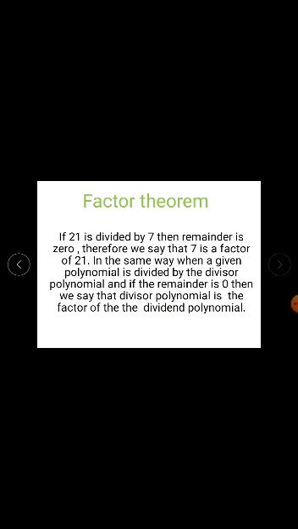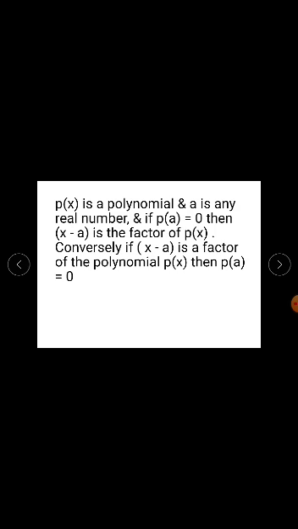Now we will see one example. In general, p of x is a polynomial and a is any real number. If p of a equal to 0, then x minus a is a factor of p of x. Conversely, if x minus a is a factor of the polynomial p of x, then p of a is equal to 0. Now we will see one example.